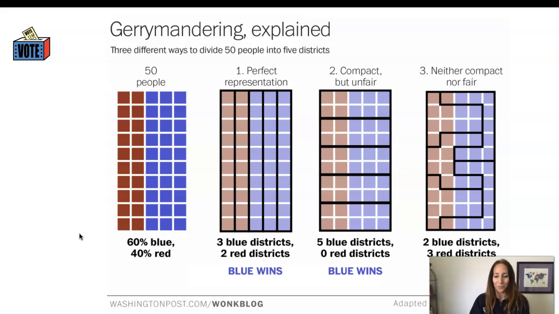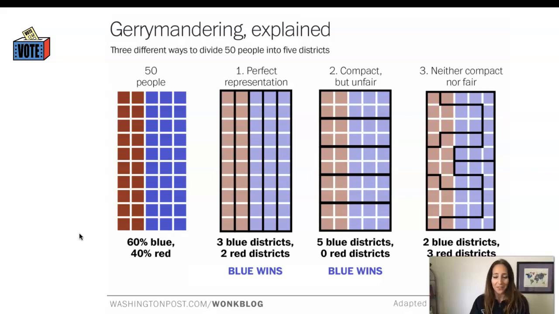If I draw it like that, and if I live in one of those districts where they decided to put in like 6 Republicans and 4 Democrats, however they drew it in there, they drew the same 5 districts, they just drew them in a different way and they got a different outcome. That's called gerrymandering.